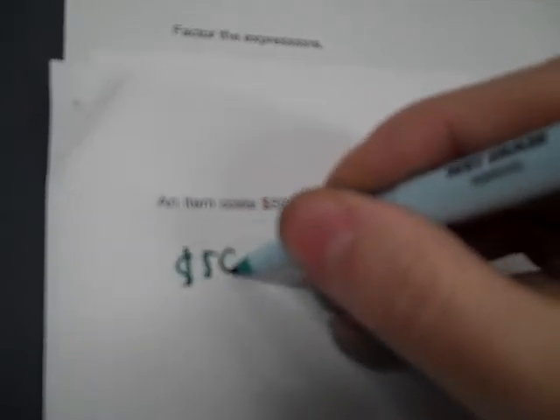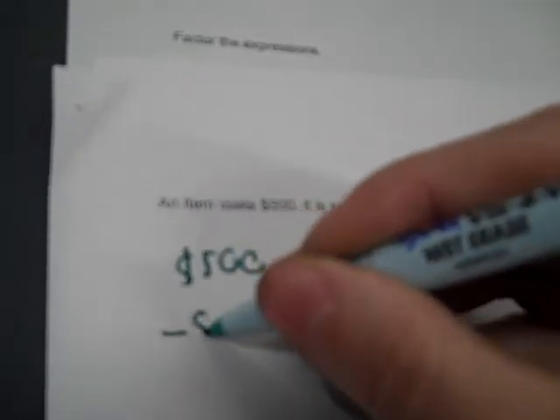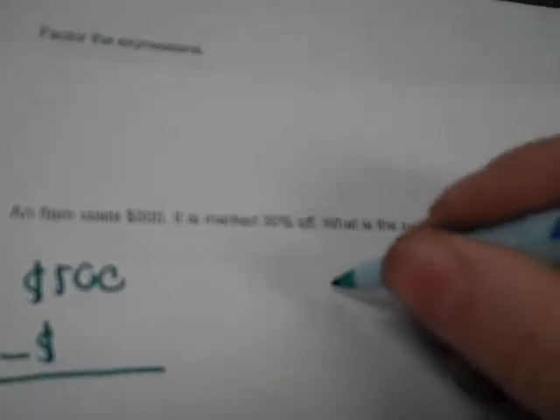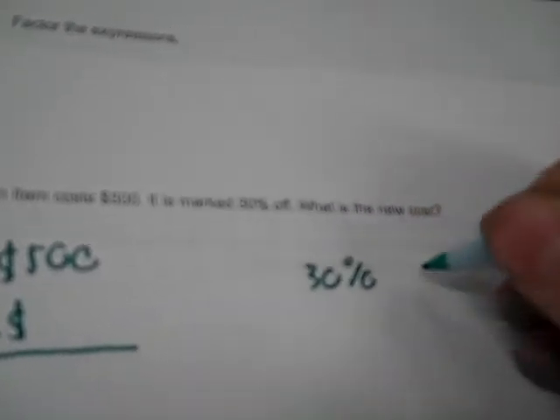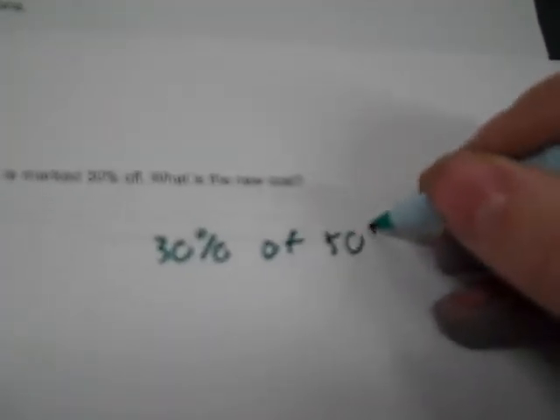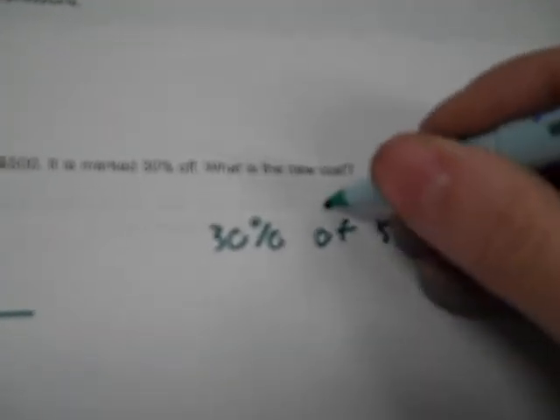Okay, now these problems here, you should have done those area and circumference ones before you move on to this. Okay, an item costs $500. It's marked 30% off. What's the new price? So again, we have $500, and marking it off means I subtract. And to find what I subtract, I need to find what 30% of 500 would be. Okay. Once again, of means times.